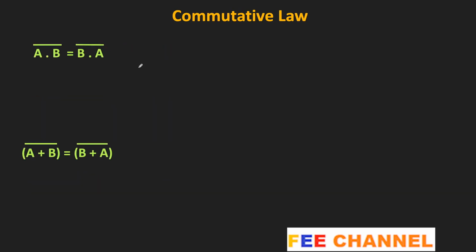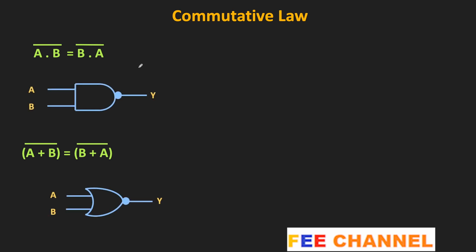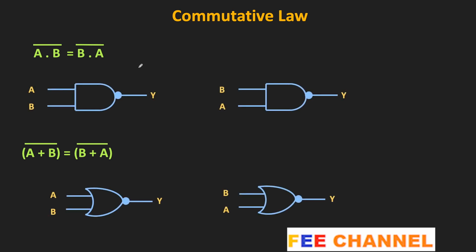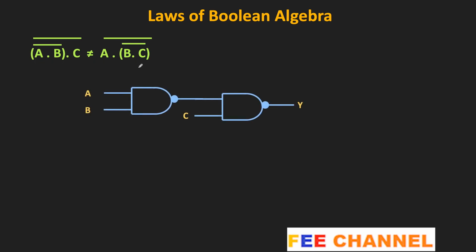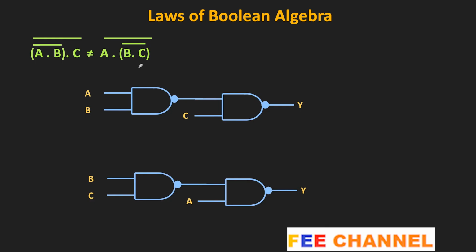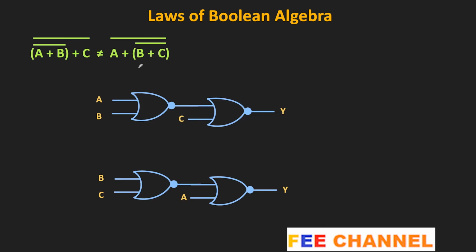In fact, in the previous video on the XOR and XNOR gates, we have already seen that these XOR and XNOR gates are also associative. Now, if we talk about the NAND and NOR gates, then they are commutative, but they are not associative. That means in the NAND and NOR gates, if we interchange the two inputs, we will still get the same result. But they are not associative.